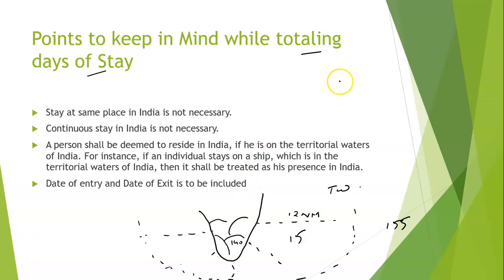Fine. Also, last and final point, date of entry and date of exit is to be included. Say the assessee's flight arrives on 1st August 2020. The flight leaves on 7th August 2020. So while we take the number of days the assessee stays in India, we need to include both 1 and 7. So 1, 2, 3, 4, 5, 6, 7. All the 7 days shall be regarded as days in which he stayed in India. So always include the date of entry and the date of exit while we total the number of days an assessee stays in India. Clear?